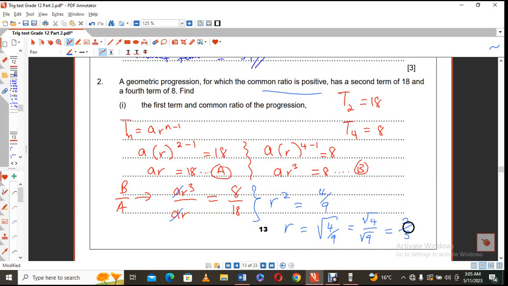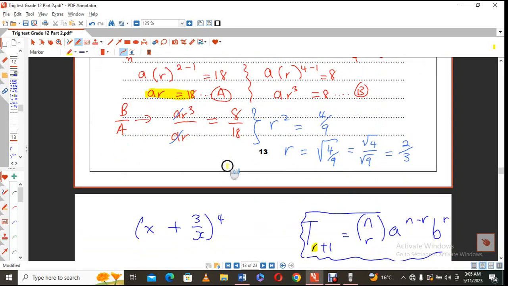Right, so we now know what the common ratio is, and since we know it, we can go to any one of our formulas, and I will choose this formula here in order to find the value of A. Okay, so let's see if we can find the value of A.